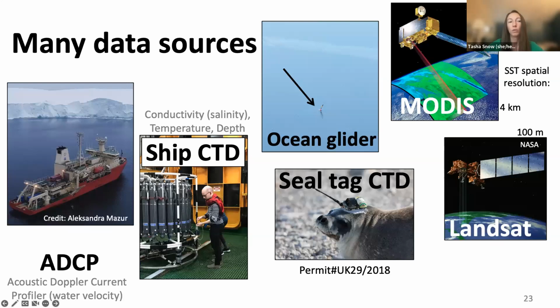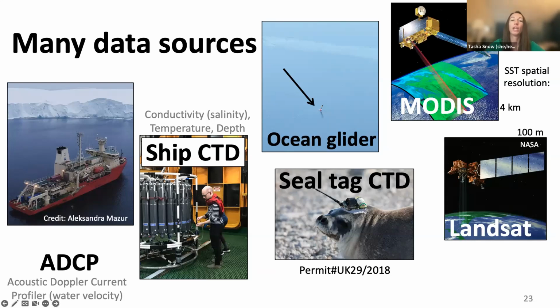So in this work, I'm using a bunch of different data sets from the field. We're using shipboard measurements of acoustic Doppler current profiler, which gives us water velocity. We're using the ship CTD, which gives us conductivity, temperature, and depth, which allows us to calculate salinity as well. Ocean glider, seal tag, CTD data all provide the same thing. And then we're using remote sensing from MODIS and from Landsat, one with higher temporal frequency and lower spatial resolution from MODIS. And then Landsat has the lower temporal and higher spatial. So we're fusing those together.